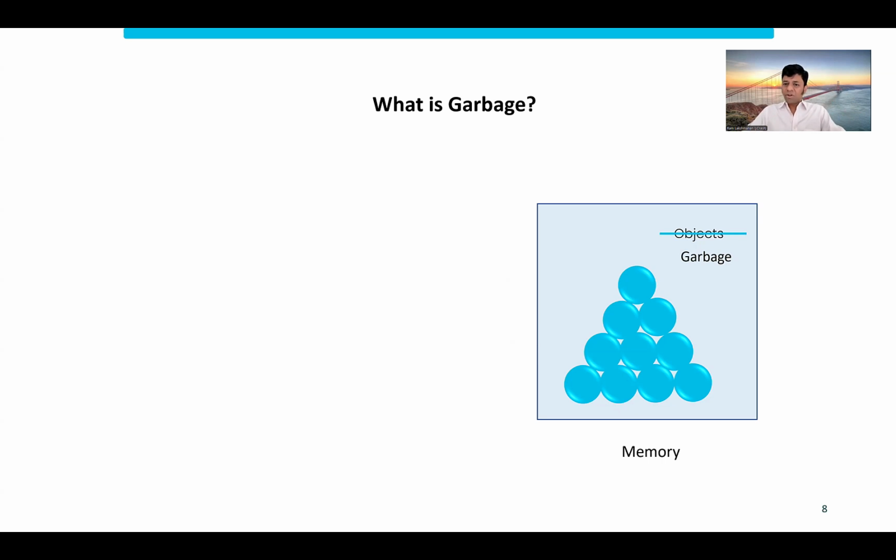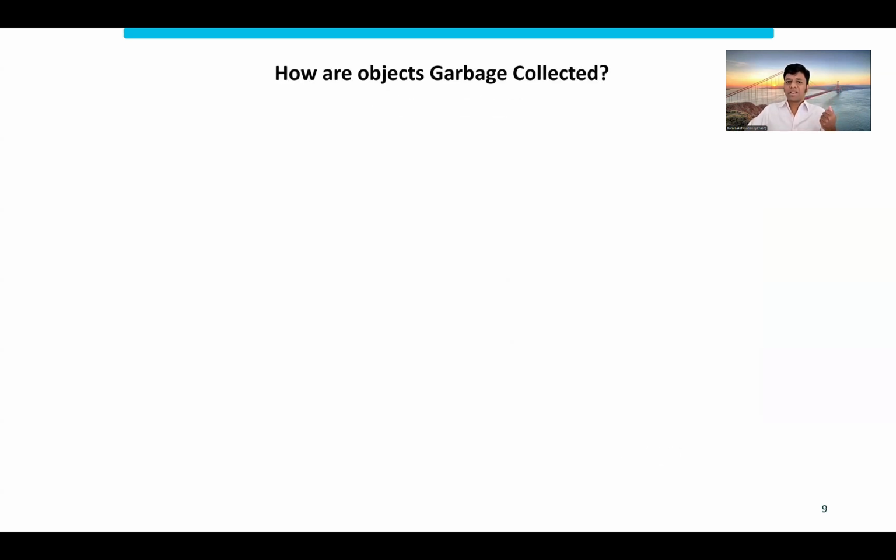It's garbage. It's of no more use. It has to be removed from memory. It has to be evicted from the memory. Only after you evict it from memory is room going to be made for processing other incoming requests, right? So now this is garbage. How is this garbage collected? How is this garbage removed from the memory?